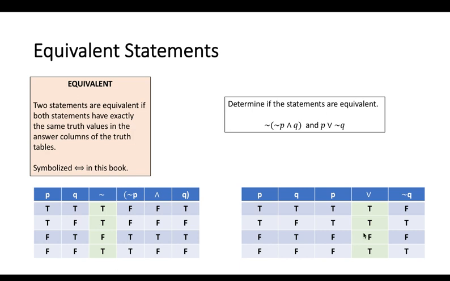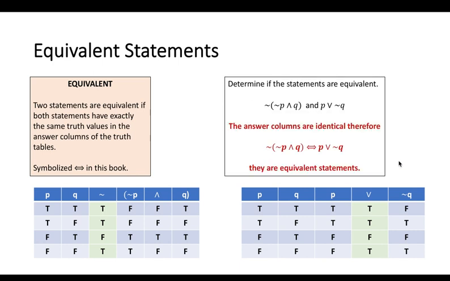So see how they have the exact same values: true, true, false, true, true, true, false, true? Since those truth tables are exactly the same, let me clarify, not the truth tables, but the answers in the truth tables, the answer columns. So since the answer columns are identical, the statements are equivalent.